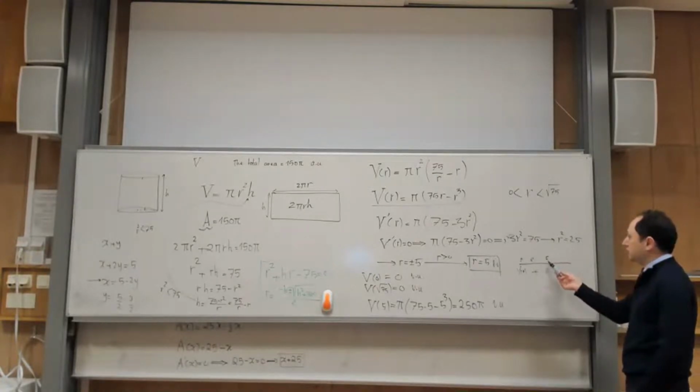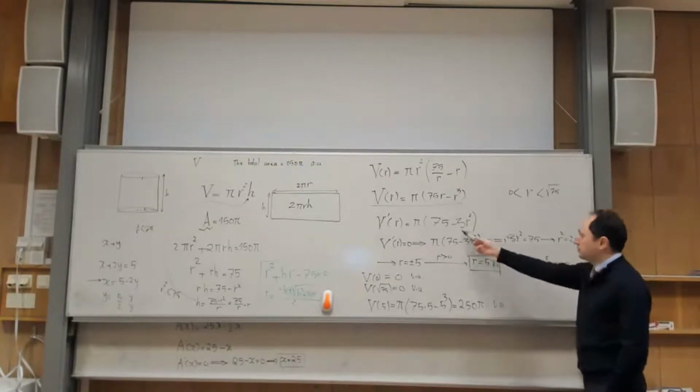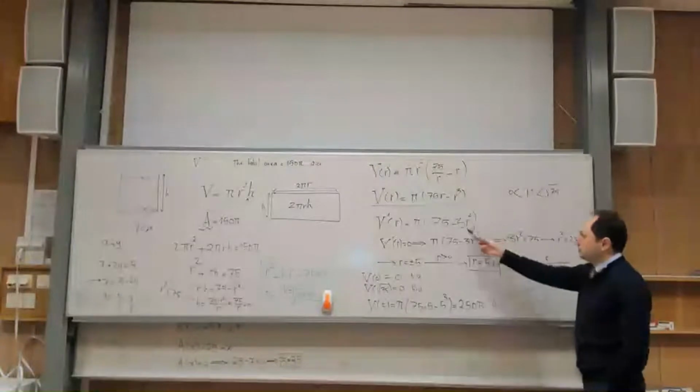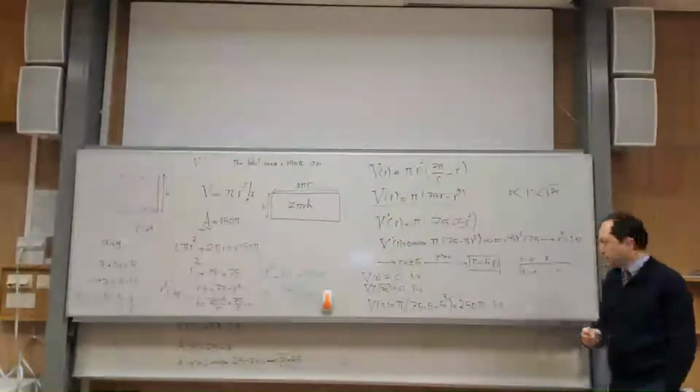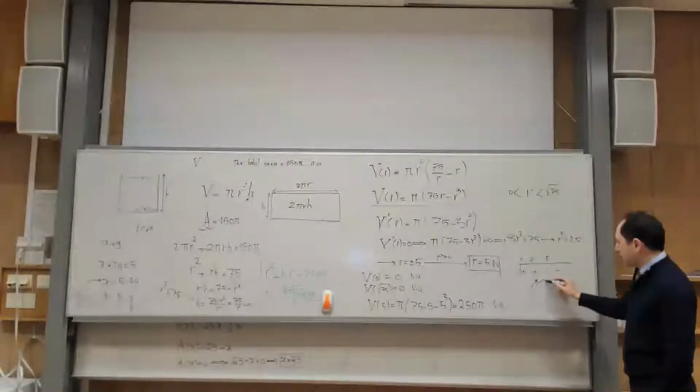You can put it here to convince yourself. Choose a number less than 5 and put it here, it becomes positive. Choose a number greater than 5 and put it here, the derivative becomes negative. So this means that this is increasing, this is decreasing. So that is a maximum.